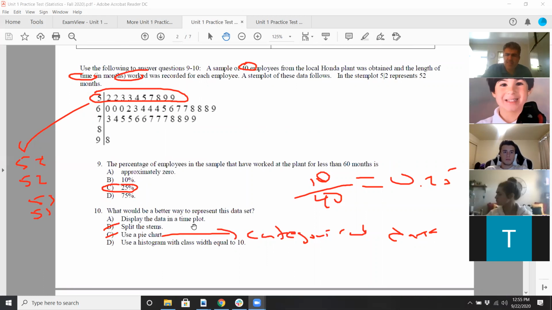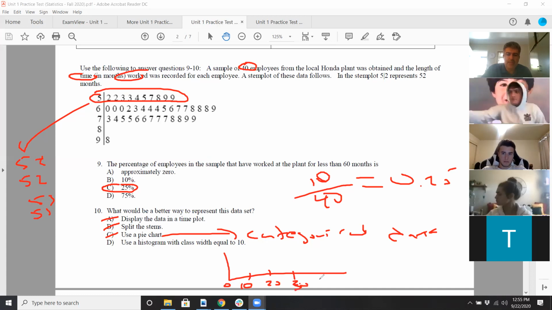And a time plot, I don't know what that really means. I use a histogram. Histogram would be good. And you could do different categories, like from 0 to 10, 10 to 20, 20 to 30. You kind of just look at all those different categories, and you do these bars like that. So I'll go with the histogram. I'll go with D for 10.